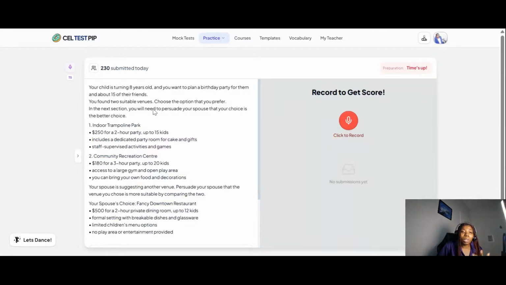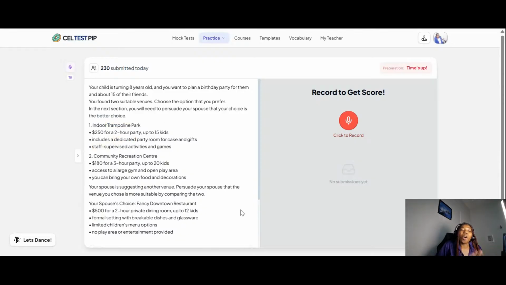So when they bring up the other, in the next session, you would need to persuade your spouse that your choice is the better choice, because your spouse is suggesting another venue. These are the two venues that you are considering, but you have to pick one, and then the main task is now for you to convince your spouse.